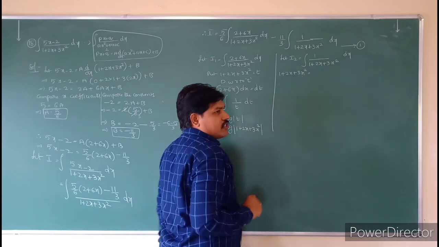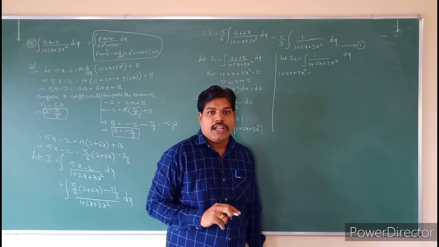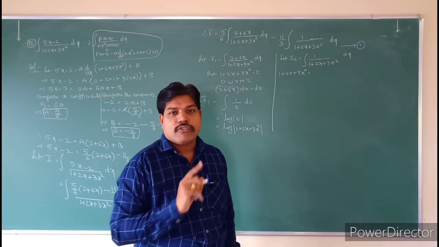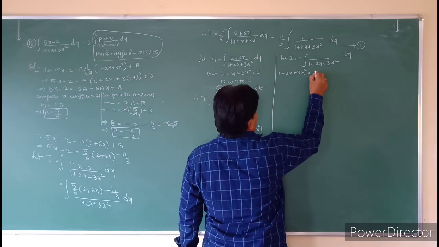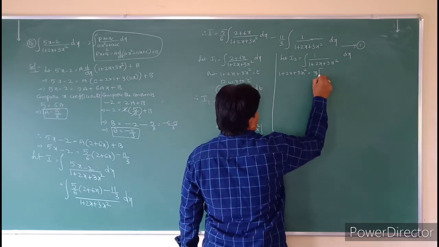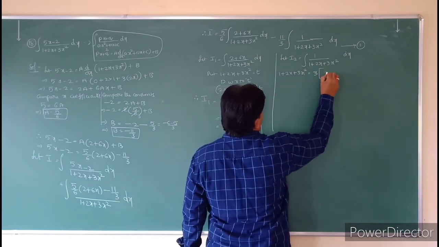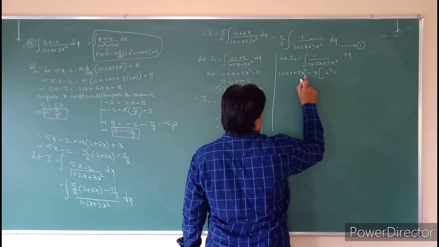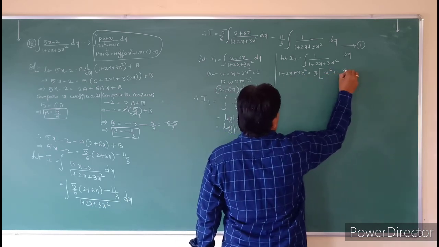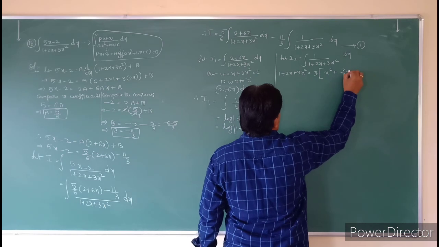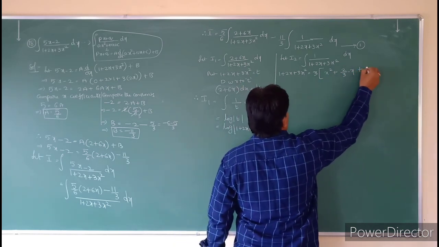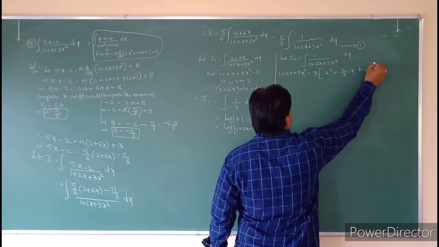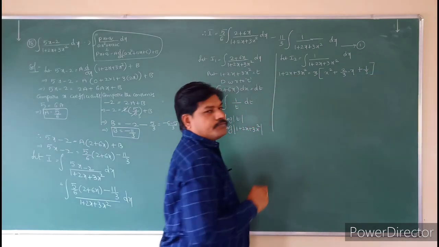How can you change this one? First step, I am telling that you have to take the x square coefficient common. So what is the x square coefficient? Here it is 3. So first you take the 3 common. Then the remaining term will become x square plus 2 by 3 into x plus 1 by 3. So just I am taking the 3 common.